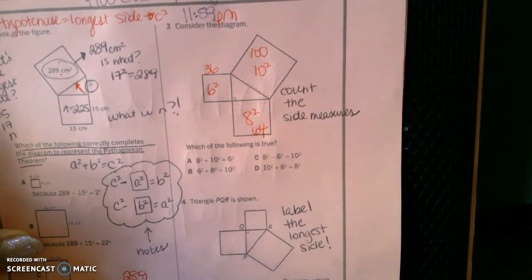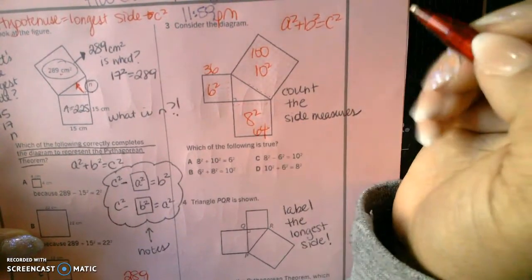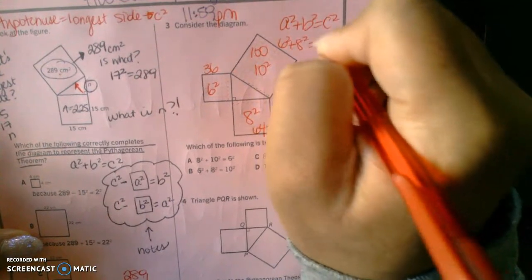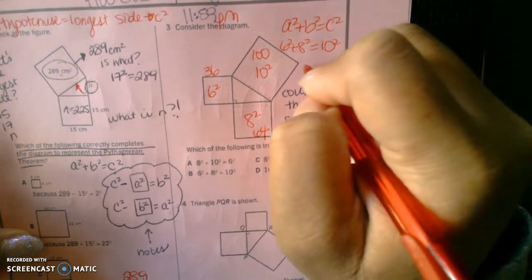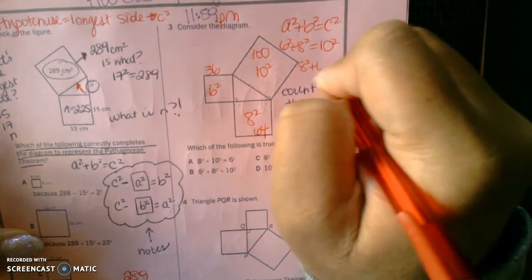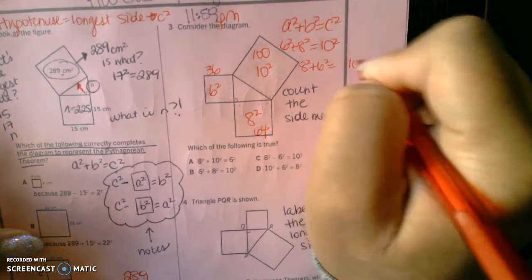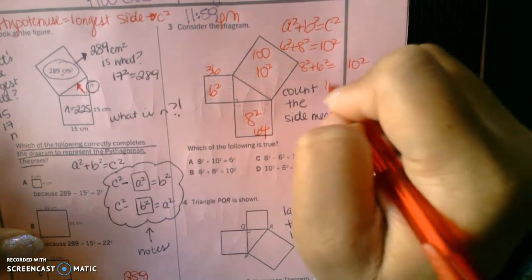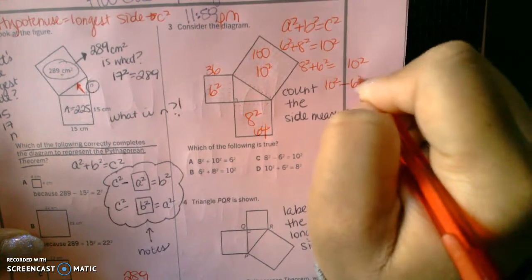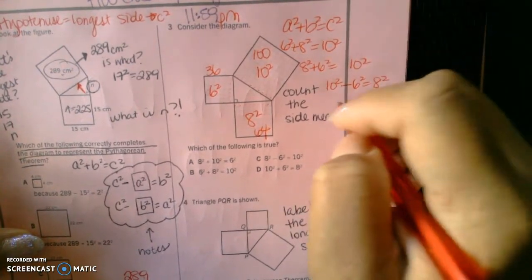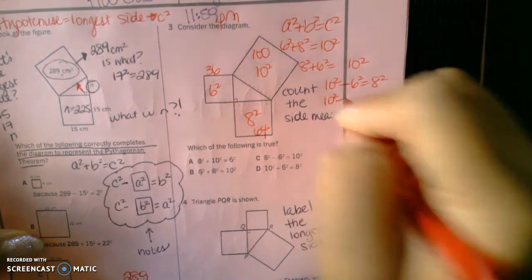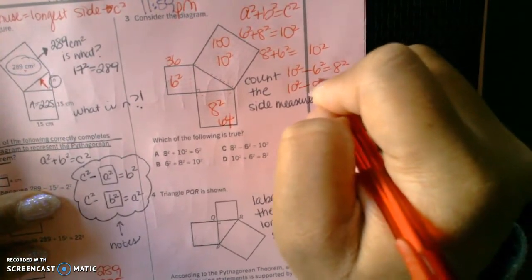So now I'm plugging in the a squared plus b squared equals c squared, and I'm mixing and matching them up. So it's 6 squared plus 8 squared equals 10 squared. It's 8 squared plus 6 squared equals 10 squared. 10 squared minus 6 squared equals 8 squared. And 10 squared minus 8 squared equals 6 squared.